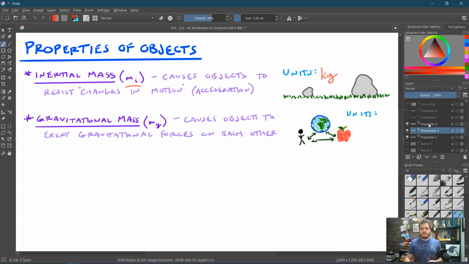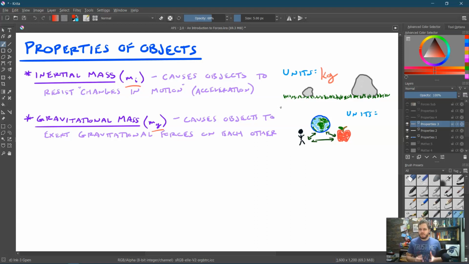Now there actually is a second type of mass we need to be familiar with, known as gravitational mass, which we abbreviate M with a little g. And this causes objects to exert gravitational forces on each other. Now, if I drop my stylus here, it would accelerate downward toward the Earth because of gravity, and that's largely because of the Earth's gravitational mass. But every object has gravitational mass. I have gravitational mass, you have gravitational mass, my stylus has gravitational mass, everything around you has gravitational mass, and it's actually exerting gravitational forces on everything else.